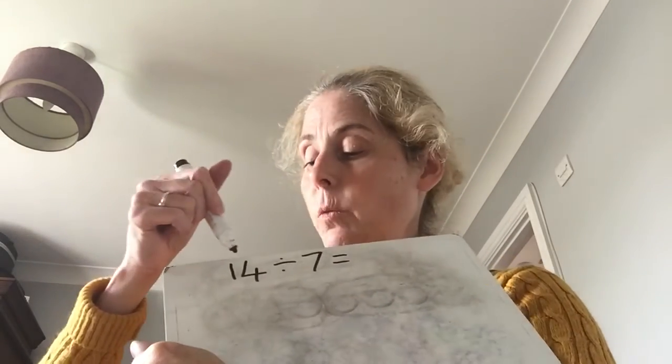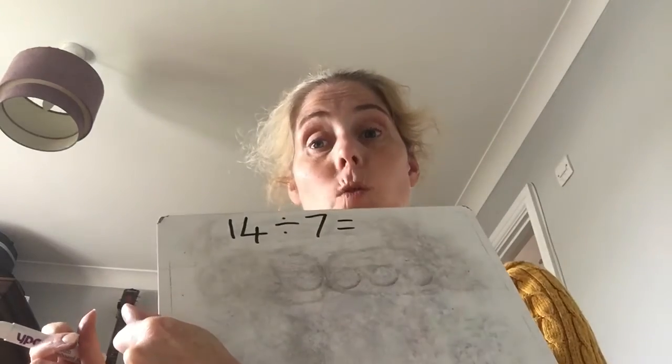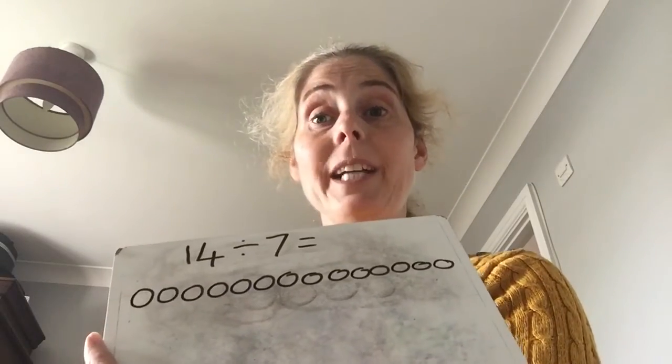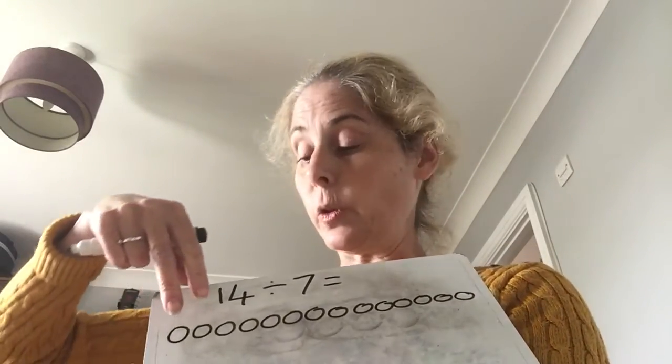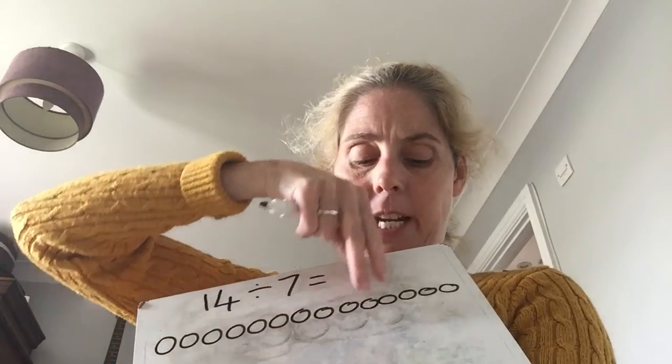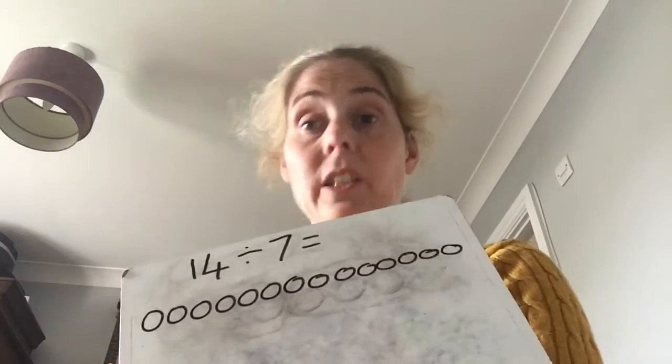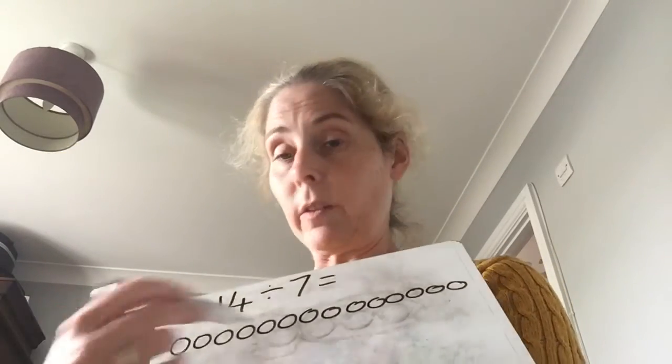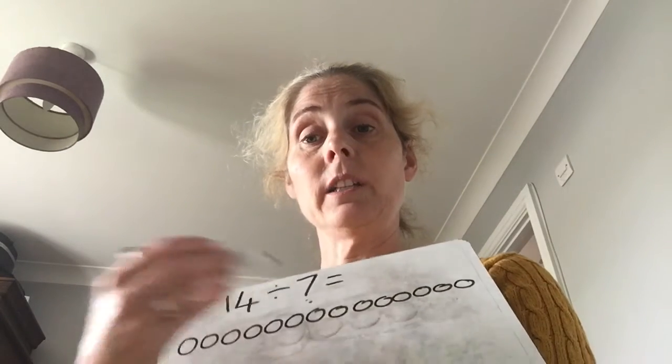So remember, we take the first number, the 14, we put that many dots or circles, 2, 3, 4, 5, 6, 7, 8, 9, 10, 11, 12, 13, 14. It's always worth double checking by counting them. And you can do that in 2s, can't you? 2, 4, 6, 8, 10, 12, 14. So I can see that I've done the right number. So I've got 14.